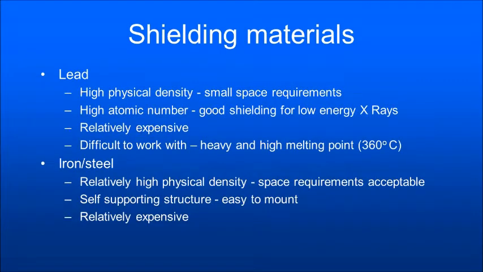What are the very commonly used shielding materials? Lead is a very commonly used shielding material because of its high density and high atomic number. With high physical density, you need very small space, so space saving can happen. High atomic number gives good shielding for low energy X-rays. It is relatively expensive, and it is also difficult to work with because it's very heavy and it has a low melting point of 360 degrees centigrade. One can think of using iron or steel alternatively, with relatively high physical density, so space requirement is acceptable. It is a self-supporting structure, relatively easy to mount compared to lead, and relatively less expensive compared to lead.